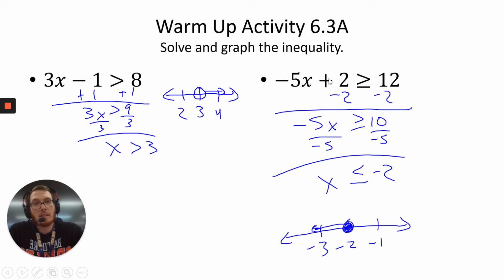The second one should be similar. To get rid of +2, I'm going to do -2 on both sides. And then to get rid of the -5 out front, I'm going to divide by that number, the coefficient. This is where you flip the sign. Anytime you multiply or divide by a negative, you have to flip the sign. That will be x less than or equal to -2, filled in circle because it has the equal to, and then arrow to the left because it's a less than situation.